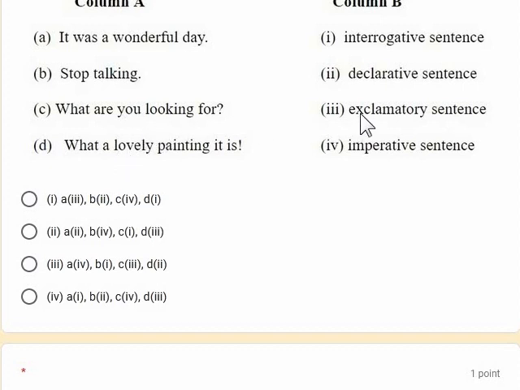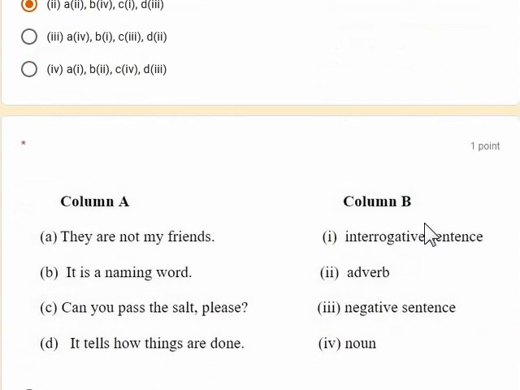So our correct answer here is A2, that is declarative sentence. B is imperative sentence, that is 4. Very good. C is an interrogative sentence, that is number 1. And what a lovely painting it is, an exclamatory sentence, that is D number 3. So our correct answer is option number 2.